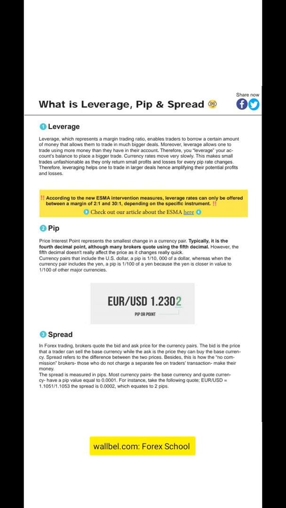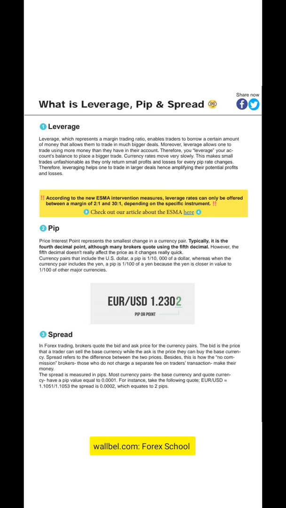Now let us look at the second thing that you need to know about, which is pip. Pip stands for price interest point, and it represents the smallest change in a currency pair. I think probably in future I'll be able to explain more about pips, how they work and how they came to be in forex. I'll explain that so that you can understand why, when you're trading, your trading positions are measured in pips.